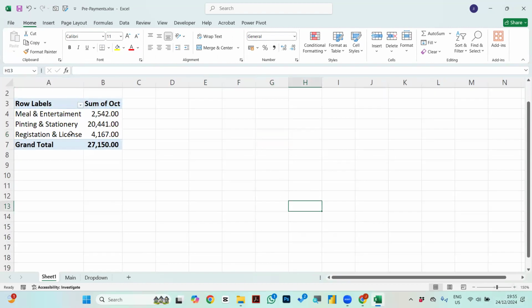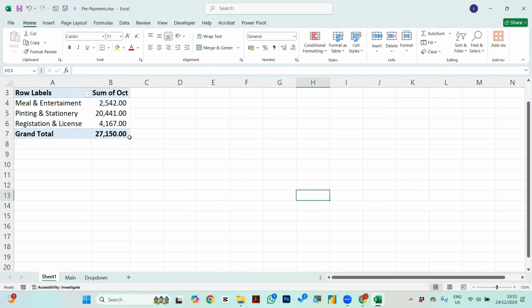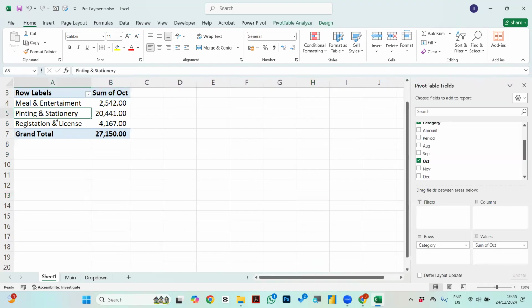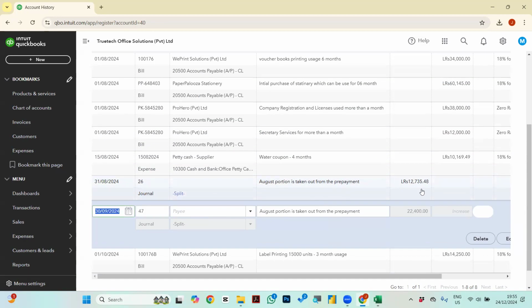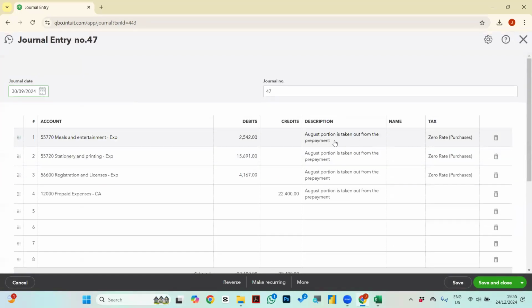Okay. So meals and entertainment, how much is it? 2,500. Printing and stationery, registration and license. Okay, so it's easier. So I'm going to go here, to prepaid expense. You see here, previous month adjustments are there. I'm going to edit this part. All right, so that says prepayment.